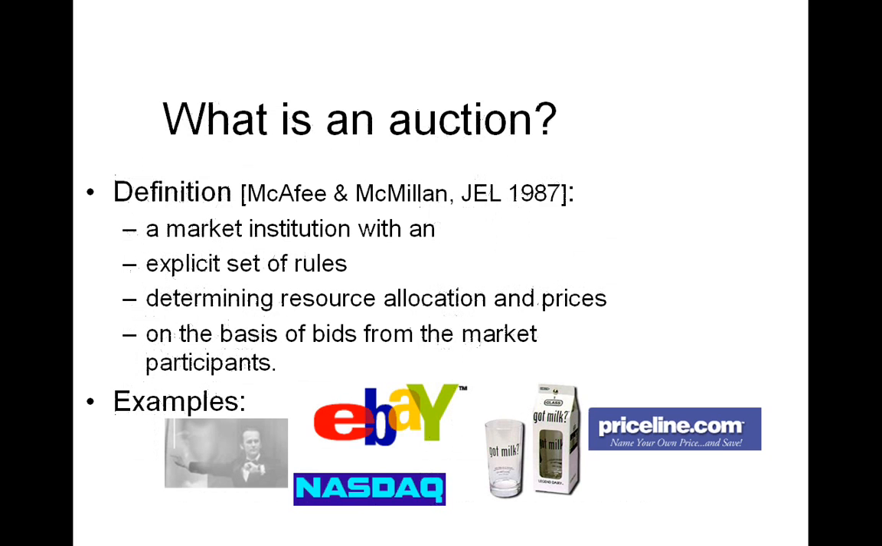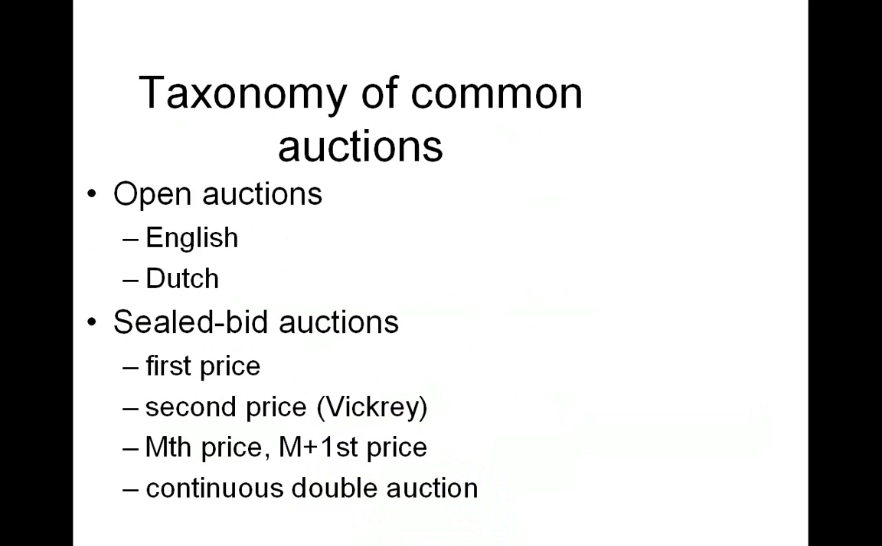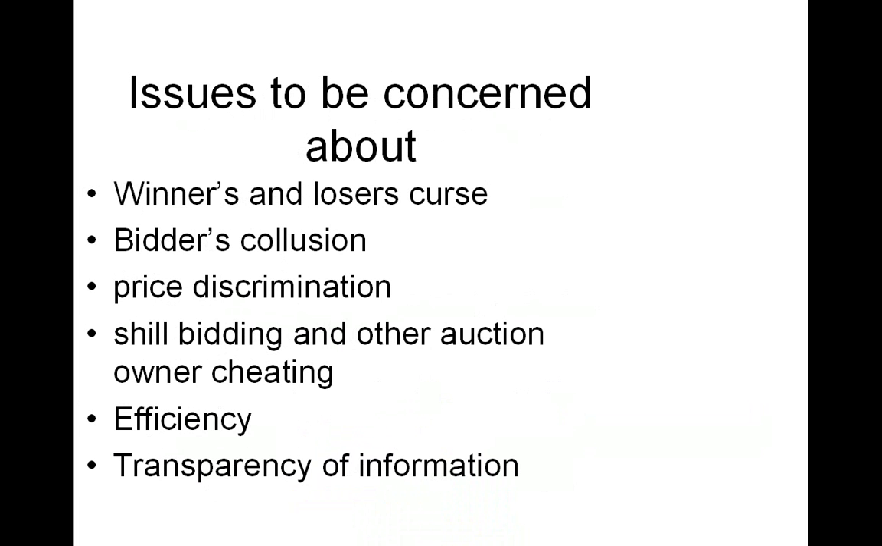So what's an auction? It has an explicit set of rules, resource allocation and prices. Auctions are good for objects that have unknown values. They're flexible, dynamic, mechanized, and they're efficient. Okay, there are different types. We're going to discuss many of these: English, Dutch, sealed bid, Vickrey, and so on. Things that we're concerned about: winner's and loser's curse, collusion, price discrimination, shield bidding, efficiency, and transparency of information.